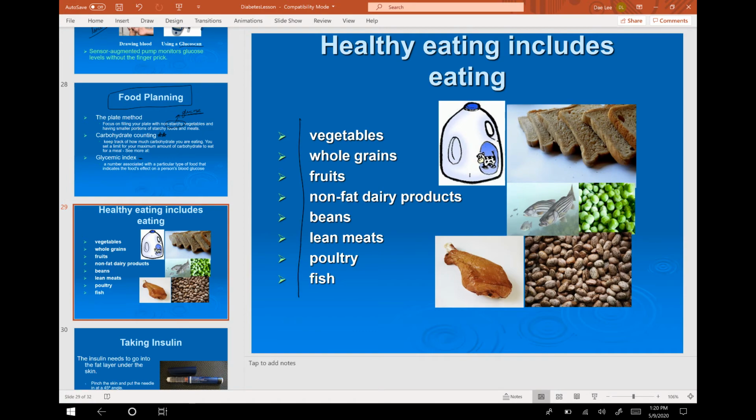People with diabetes are encouraged to eat items such as this: vegetables, whole grains, fruits, non-fat dairy products, beans, lean meats, poultry, and fish. You'll notice that on here, you don't see the presence of foods such as bread, rice, things like that. In fact, they make an emphasis to say whole grains, because whole grains are typically low in sugar and high in fiber.